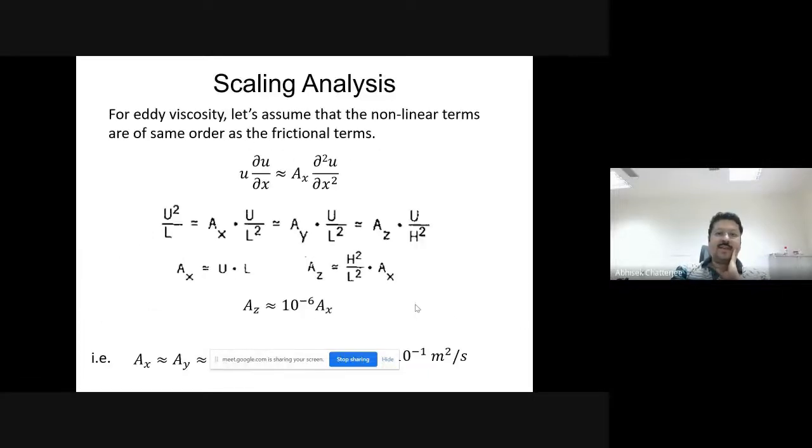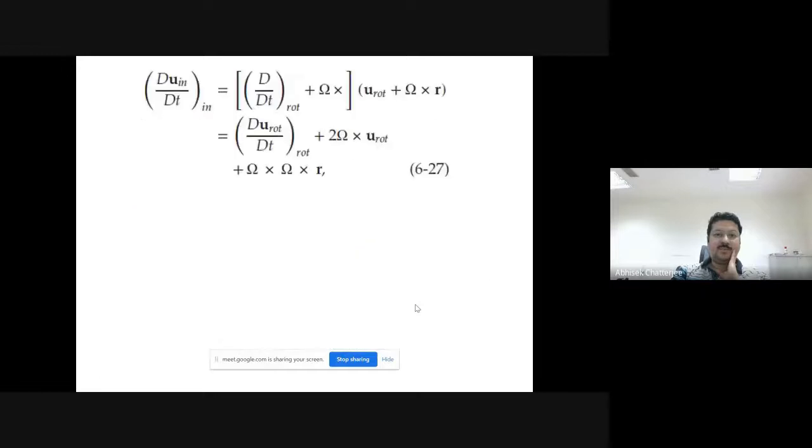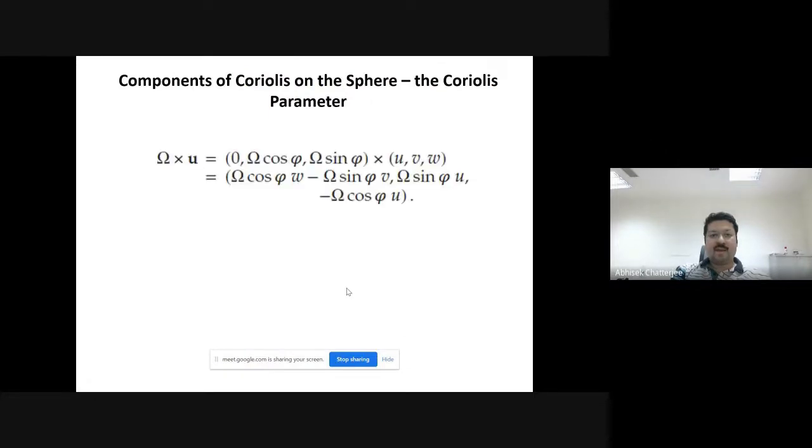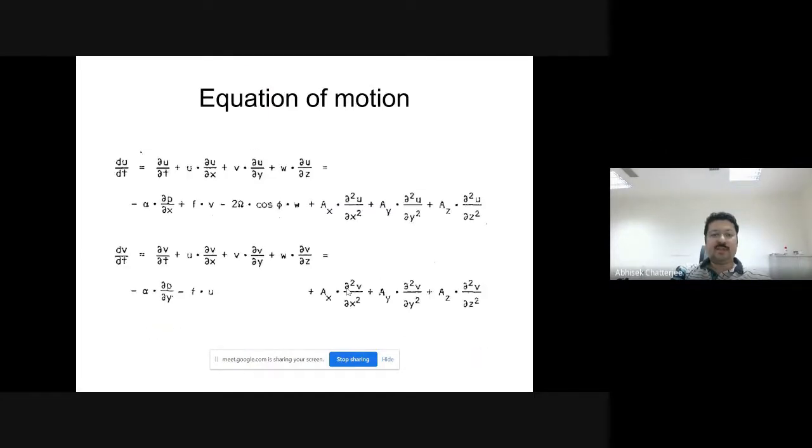Okay, so scaling analysis we did. We looked at the equations in the first two classes, and then we found there are two more terms because of the rotation of the Earth. Those things we derived, and then we got the equations in terms of U and in terms of V. So I'll not repeat that.